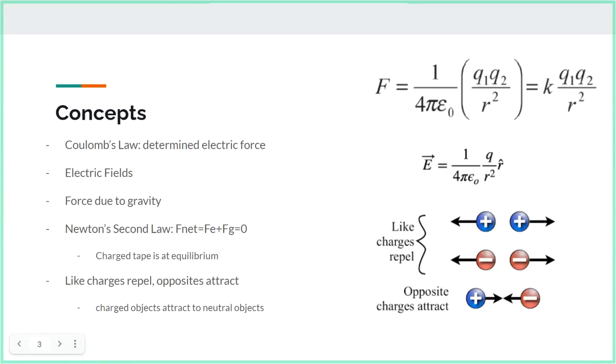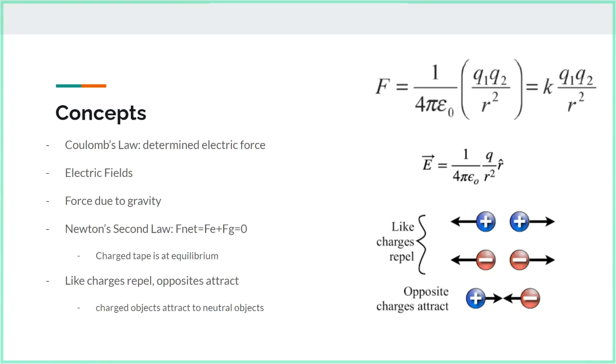The major concepts present in this experiment, which allowed us to calculate the results, were Coulomb's law, the definition of an electric field, force on a charged object, Newton's second law, and force due to gravity on an object. The principle of like charges repelling and opposites attracting was also used to derive my results. This is demonstrated through the equation showing the laws and formulas for the concepts listed.